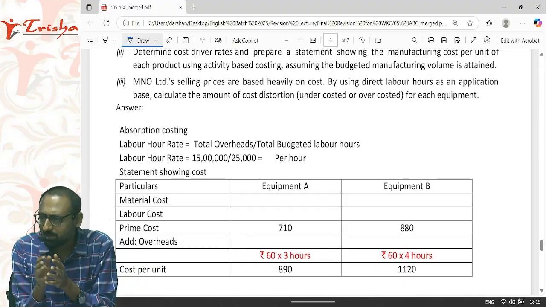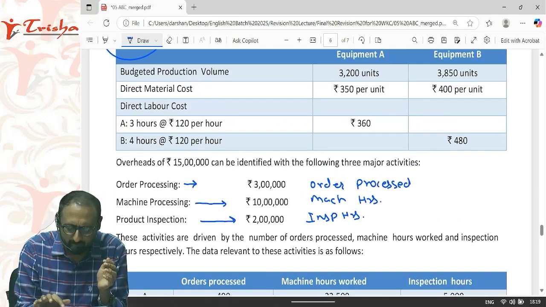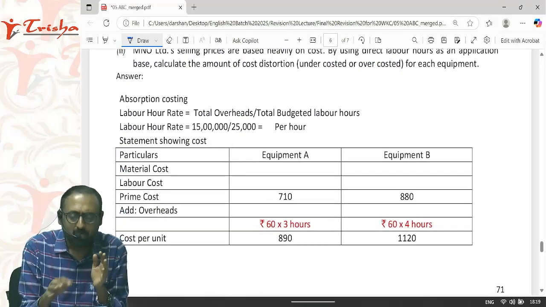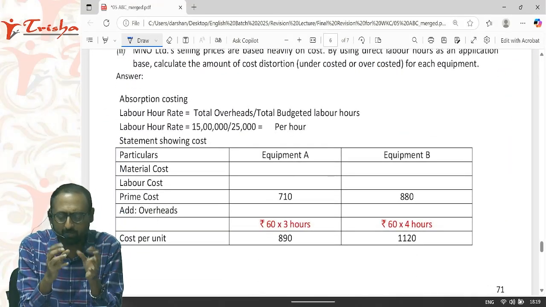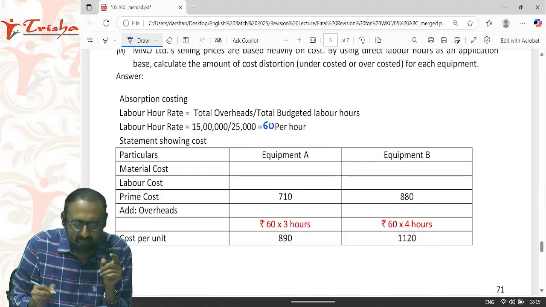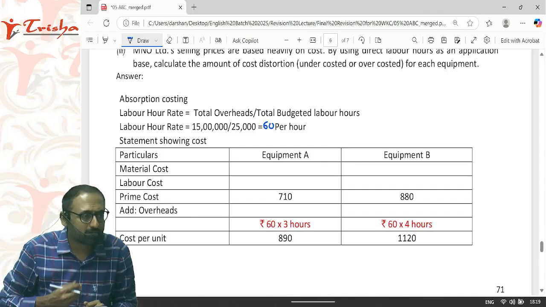Now in this question, sir, I forget which rate is given, sirji: labor hour rate or machine hour rate? Labor hour rate. So we have already calculated that labor hour rate: 15 lakh rupees is your total budgeted overhead divided by 25,000. You told me 60 rupees, correct, sirji? 60 rupees per hour is your overhead absorption rate. Now immediately we will calculate the cost sheet.